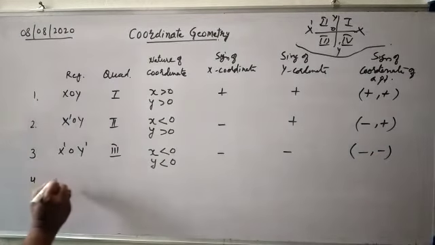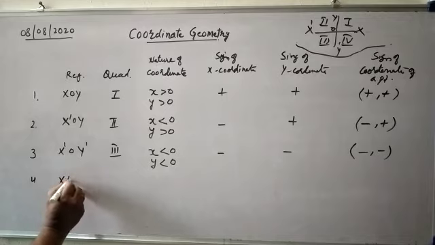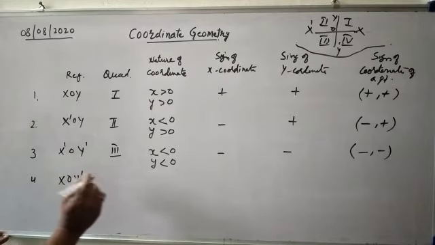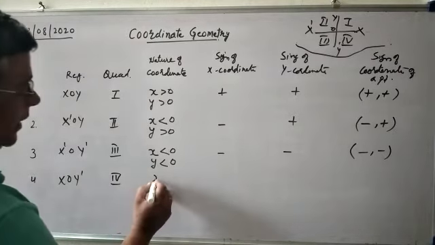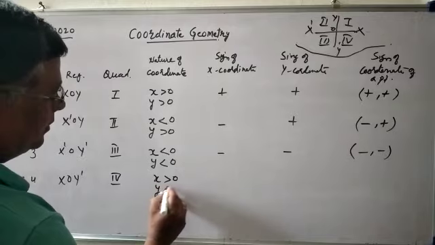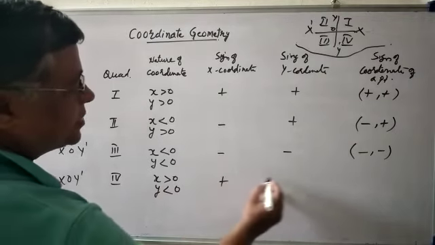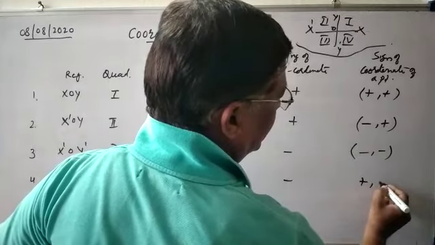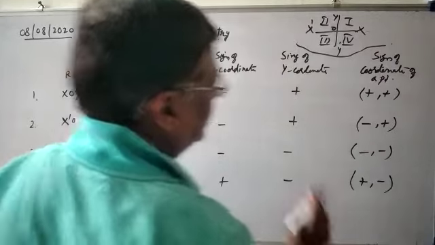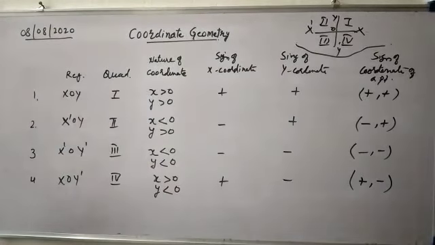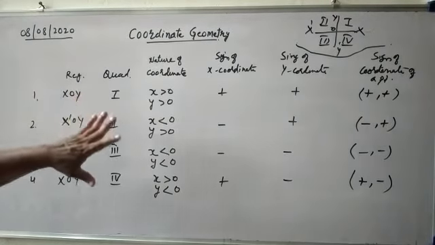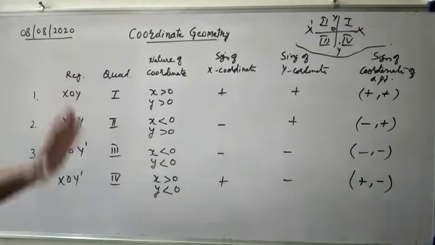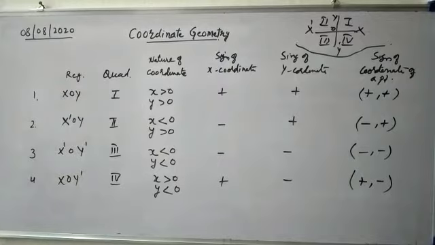The fourth one is X O Y dash. That is the fourth quadrant. Here X is more than 0 and Y is less than 0. X is positive, Y is negative. So the coordinate sign of a point is plus and minus. So this way we can find out the coordinates of a point in different quadrants with the sign convention.